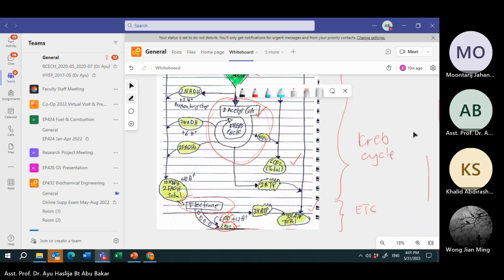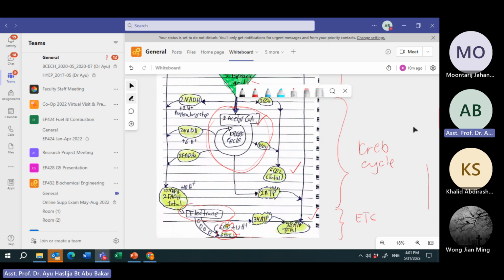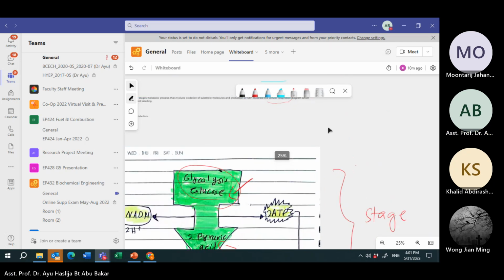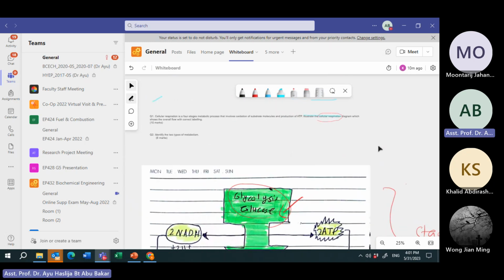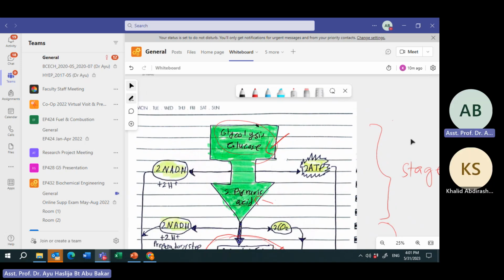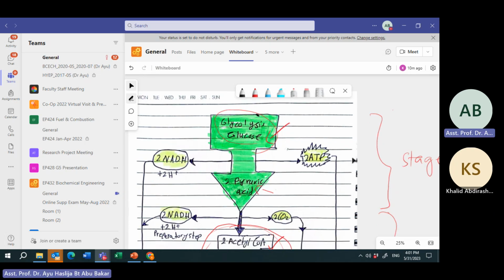Okay. So the correct labeling will bring marks. In this question, it asks you to illustrate the diagram. It doesn't ask you to explain. So this answer is sufficient. Otherwise, unless the question asks you to explain with diagram, then you should include the diagram with the explanation.